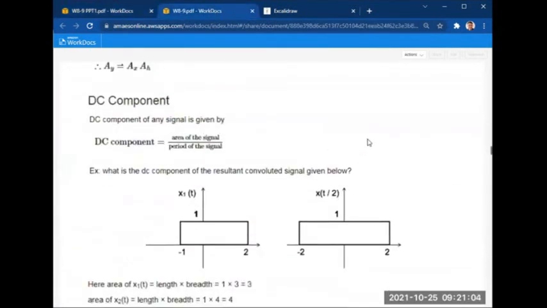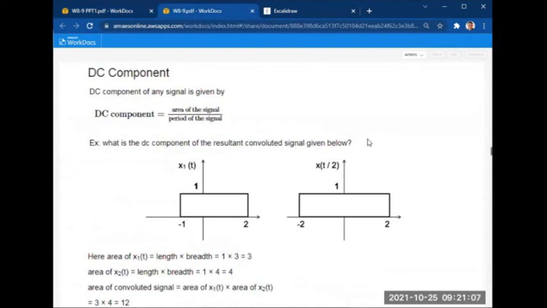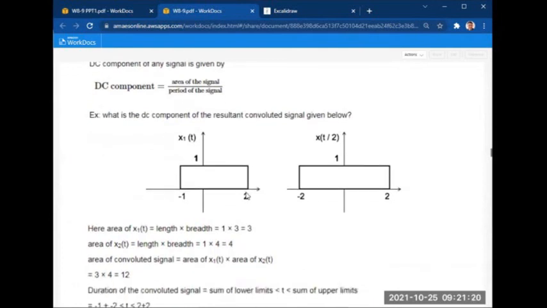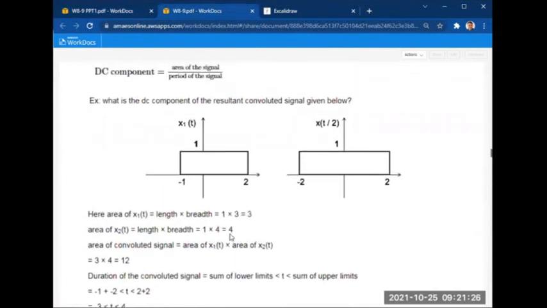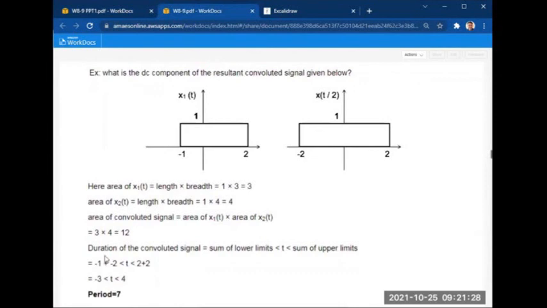So next we have the DC component. The DC component of any signal is given by the area of the signal divided by the period of the signal. The period, or duration, can be taken from our limits. We solve for the limits, then we can solve for the period by subtracting the upper limit minus the lower limit. So here we have 4 minus -3, so we have a period of 7. This is our example earlier.